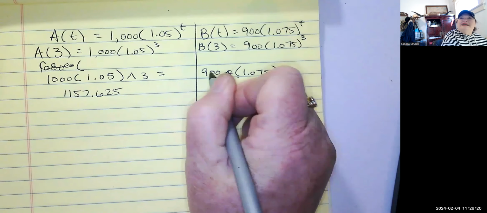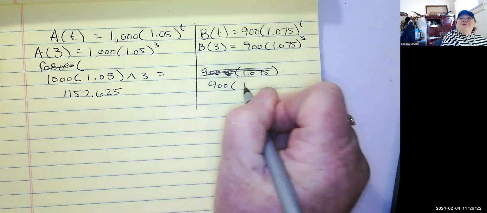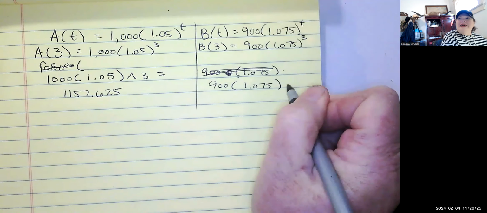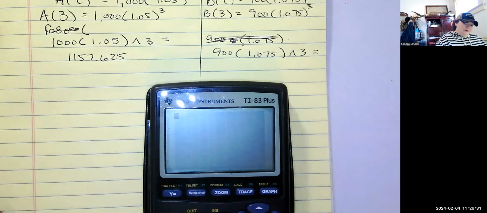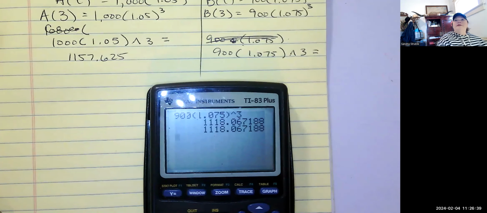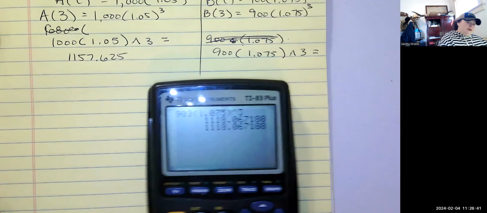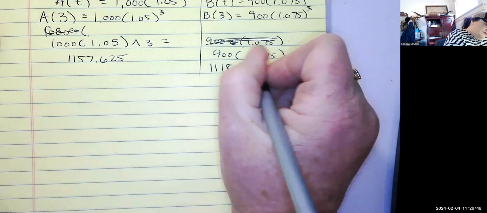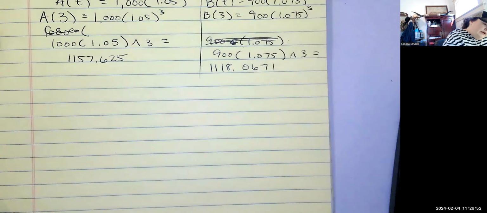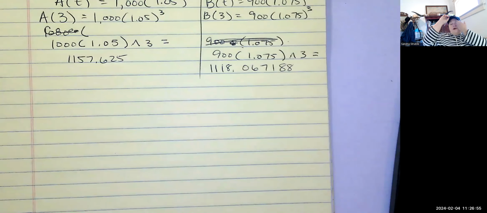900 open parenthesis 1.075 close parenthesis caret 3 equals. Let's try this one. My goodness, y'all. 900 open parenthesis 1.075 close parenthesis caret 3 equals. It is 1,118 point a bunch. I'm going to write it all down: 1118.067188.